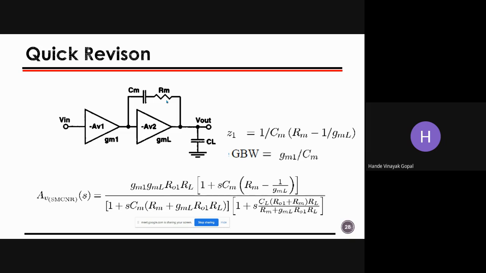And after solving this equation, everything is the same, like P1, P2, gain bandwidth, low frequency gain, but I'll get the zero equation, which is quite interesting. It is 1 by Cm into Rm minus 1 upon GML. And here I have the freedom to select the value of Rm. If I select the value of Rm exactly equal to 1 upon GML, that is the second stage transconductance, then this zero itself gets cancelled, right?